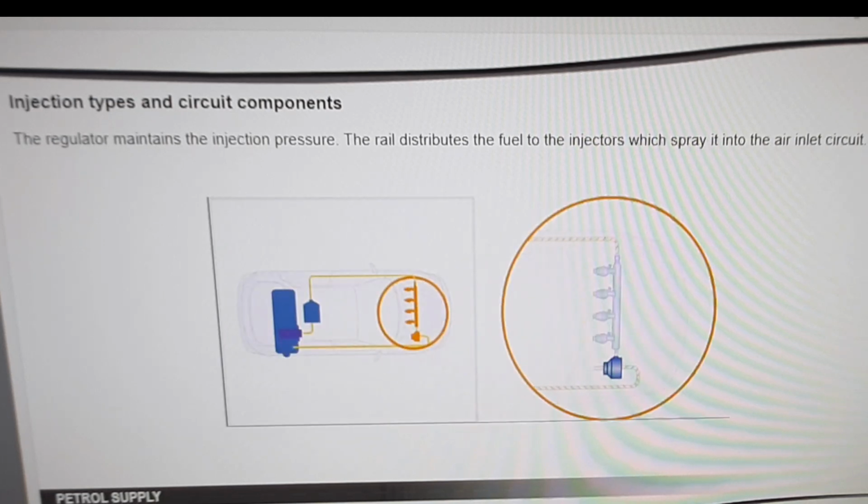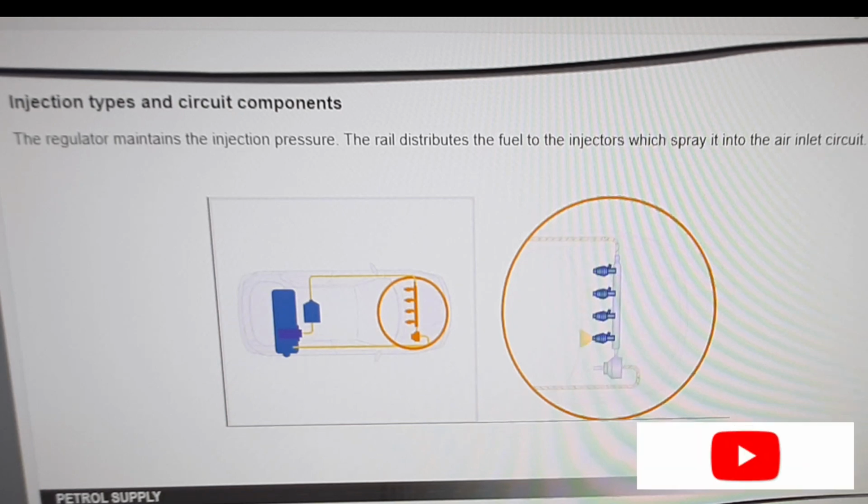The regulator maintains a suitable fuel pressure in the supply circuit. This fuel pressure is also known as injection pressure. The rail distributes the fuel to the injectors. The injectors spray the fuel into the air inlet circuit.